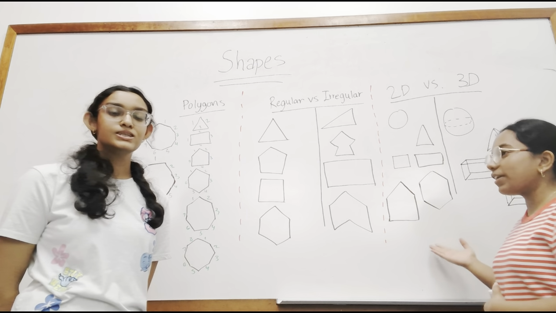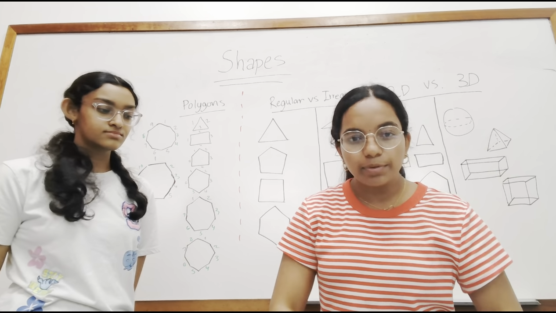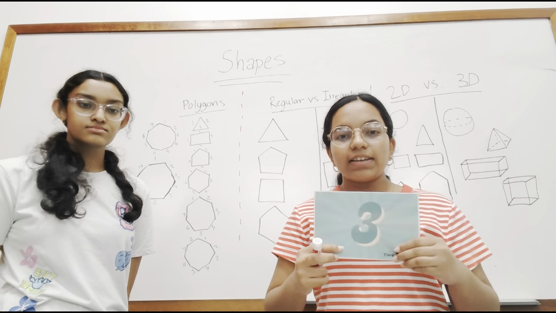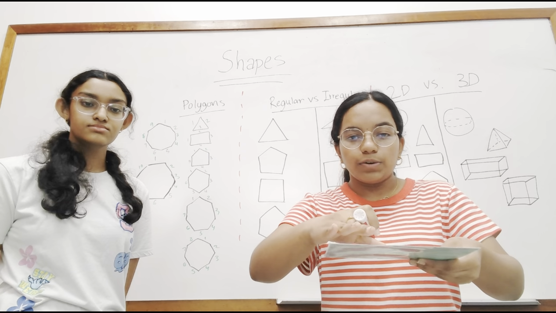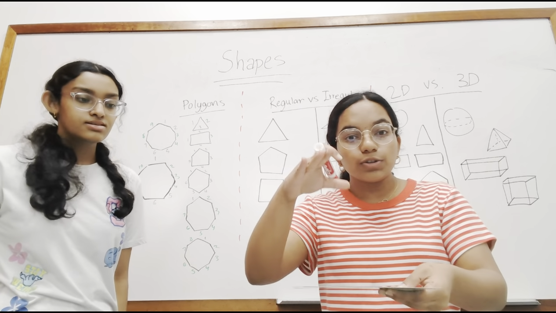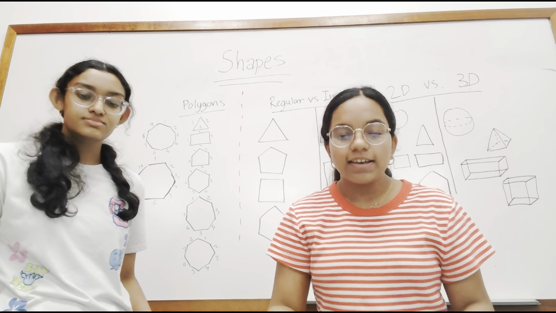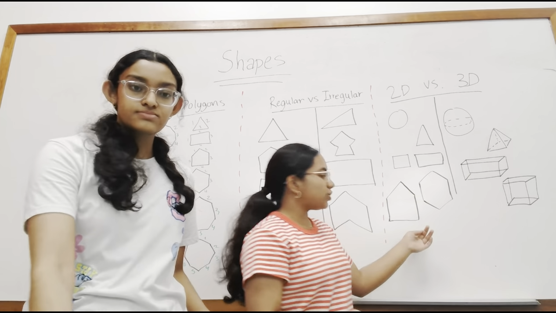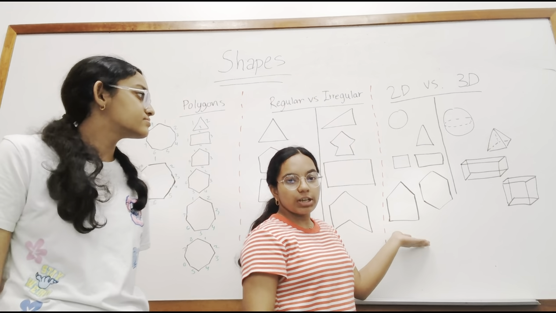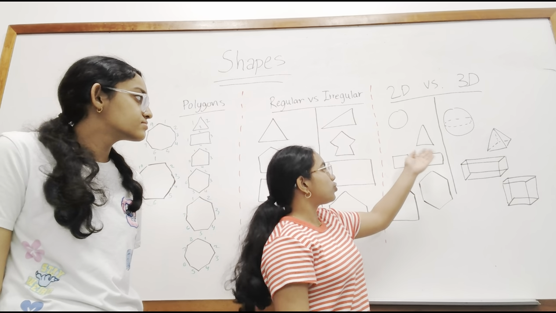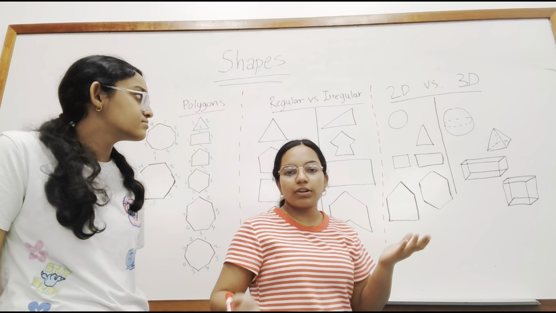So 2D shapes are known as flat shapes. What do I mean by that? Like for example, this piece of paper. This is a flat shape because it's flat. There's no volume or anything on top of it. It's flat. That's why it's called 2D. Even when you're drawing it, it's just lines stuck together. So those are called 2D shapes. Some examples are circle, triangle, squares, rectangles, pentagon, hexagon, octagon, all of those.